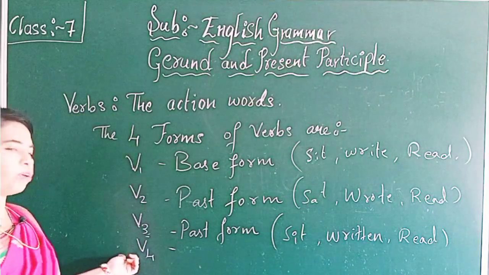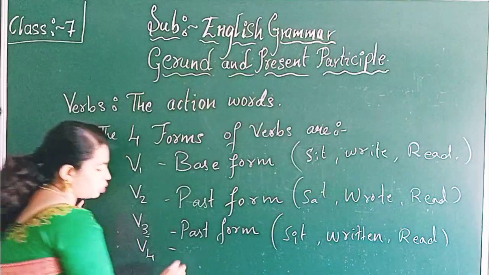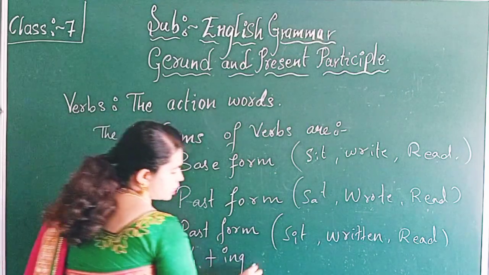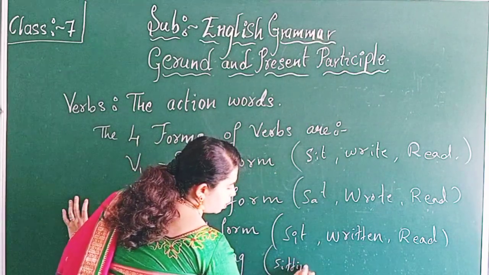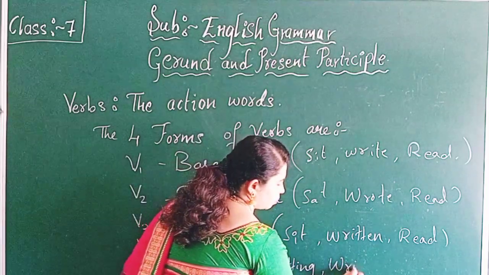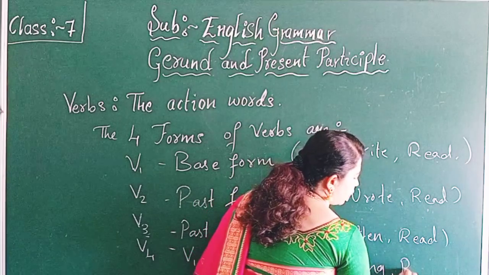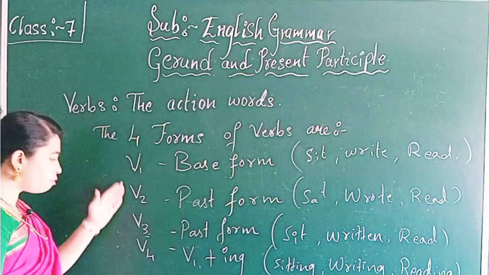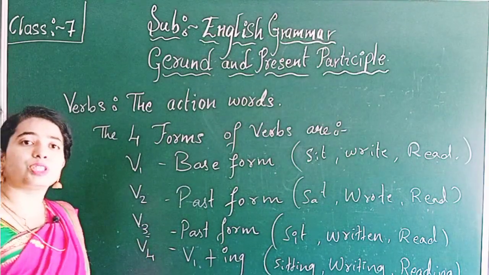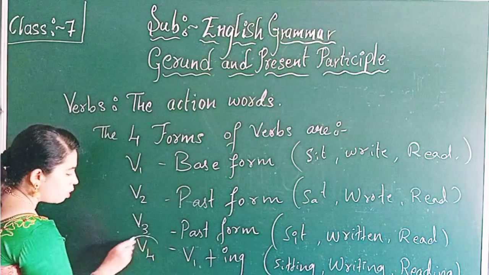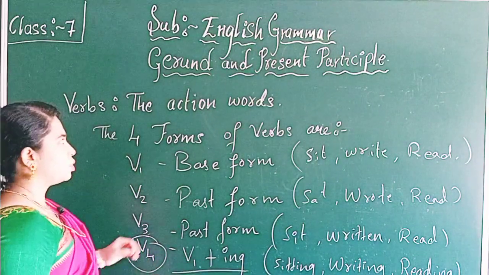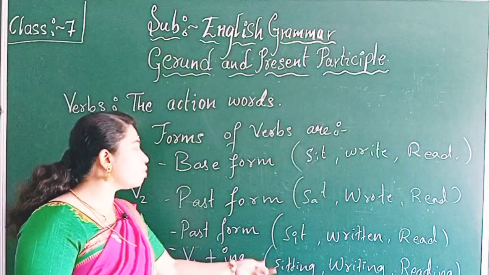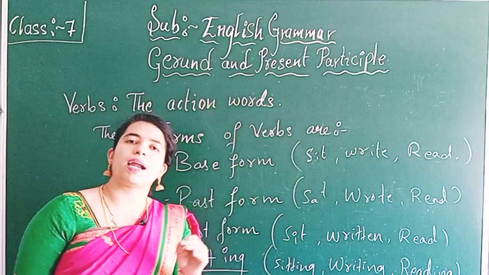So what is V4? V4 belongs to ing. V1 plus ing. In the sense, sit becomes sitting, write becomes writing, and read becomes reading. These are the main four forms of verbs, in which today we are going to learn about V4, V1 plus ing, that is gerund and present participle. How to use ing in the form of gerund and present participle.